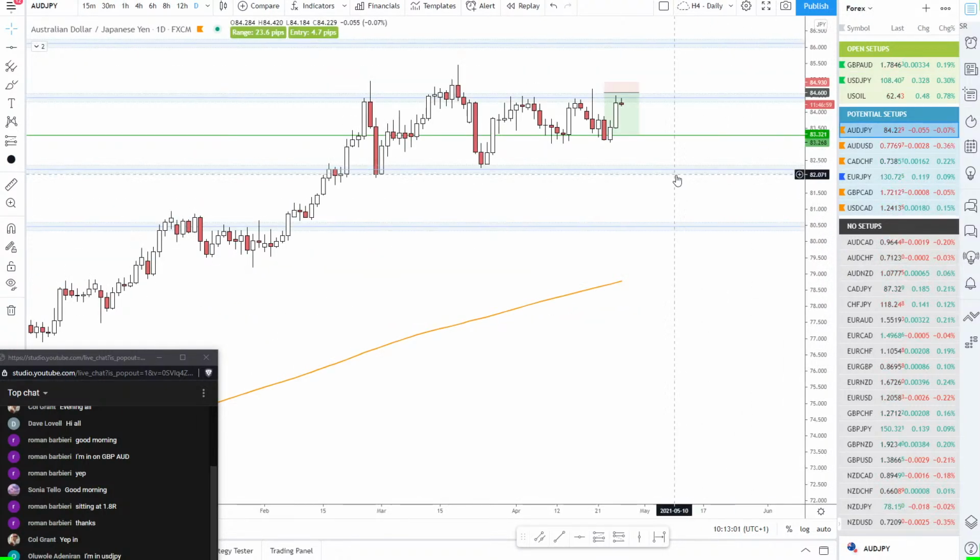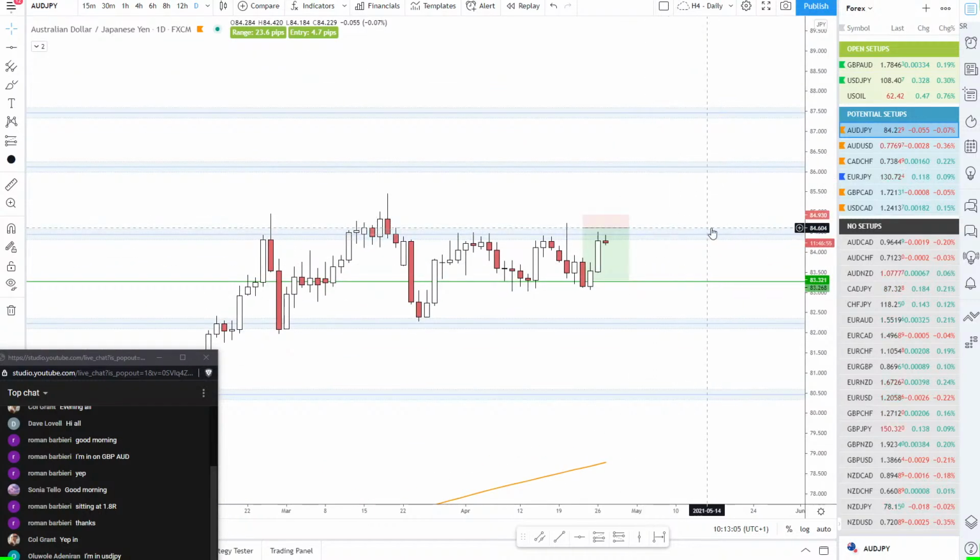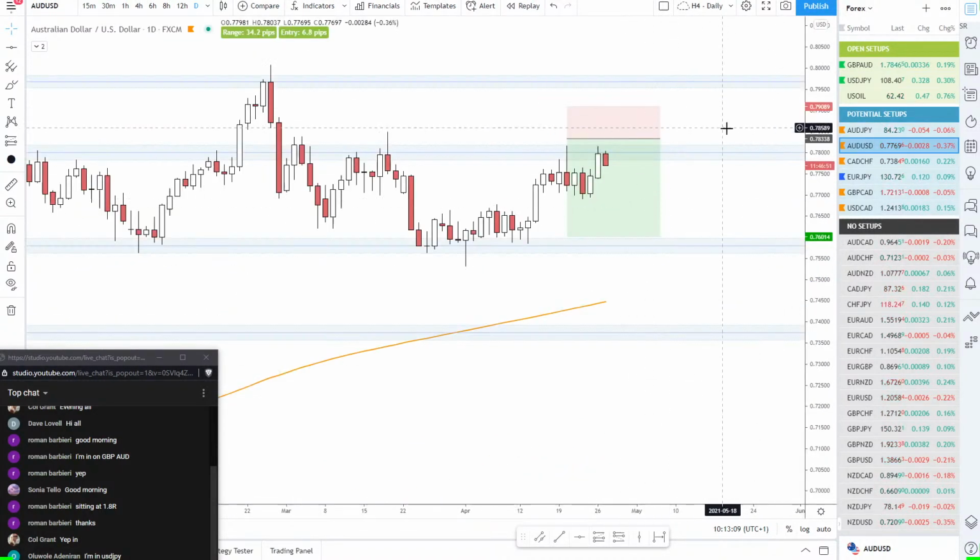Right, so for potential upcoming setups, we've got AUDJPY still just looking for a short entry at the top of this range, the 84.60. AUDUSD just looking for a short entry at the top of this range, which is the 78.33. Honestly, I'm being very optimistic with that entry. It wouldn't be a bad idea to have it a bit lower.